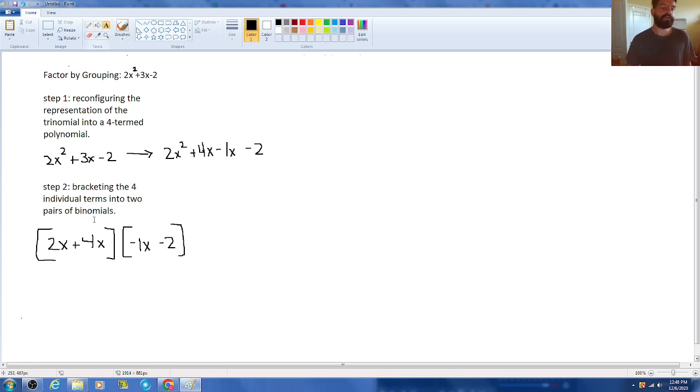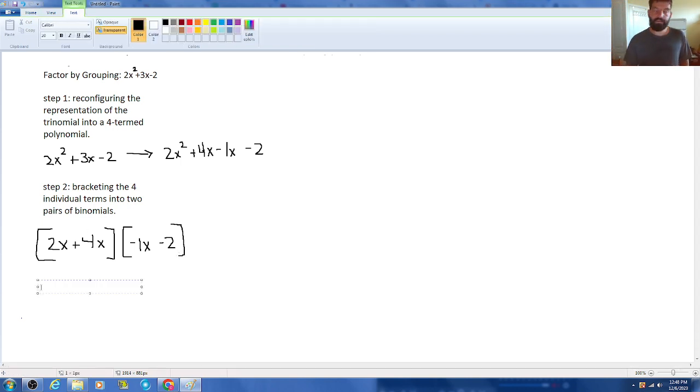Step number 3 is going to be using the greatest common factor method in each of these two binomial pairings to find the greatest common factor between them. But also keep in mind that as we do this, our ultimate goal is to find the common factor both of these binomials share. So step number 3: use the greatest common factor method to factor the first binomial.